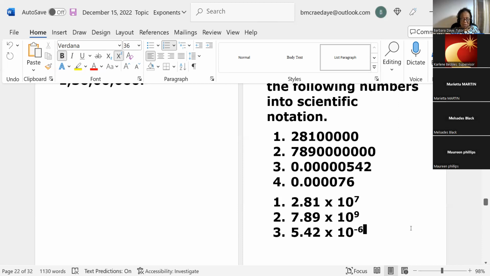Mercedes, okay, can you do the next one now? I gave you the answer for number 3. All right, Mercedes. What's the answer for number 4? 7.6 times 10 to the -5. 7.6 times the base 10, and how many places you moved it? 5 places. Plus or minus? Minus. Minus 5. Very good. All right.